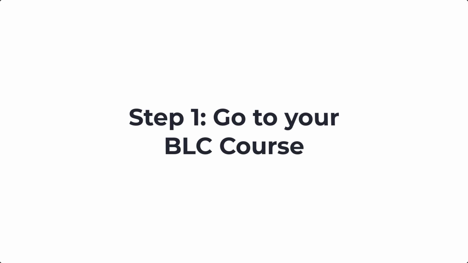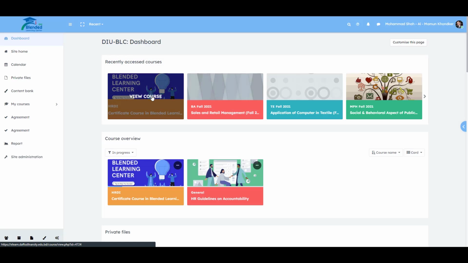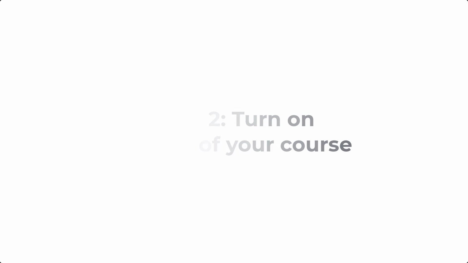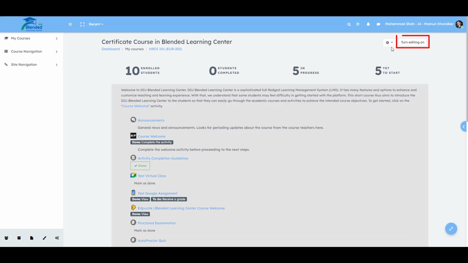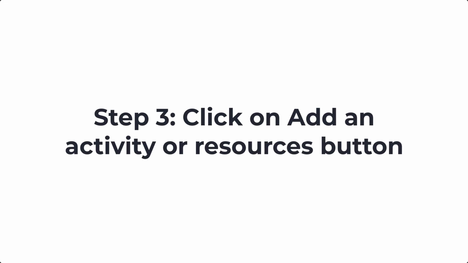Step 1. Go to your BLC course. Step 2. Turn on the editing of your course. Step 3. Click on Add an Activity or Resource button to open the Activity Chooser.